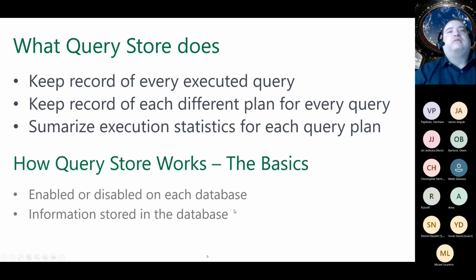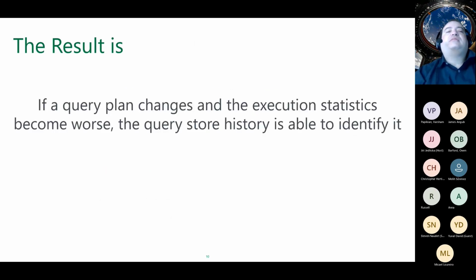Information is stored in the database. So all this information, all this history captured by Query Store, is stored inside the database. And what's the result? We have a history of queries and query plans and statistics of their execution. So if a query plan changes the execution statistics, for example, if a query plan for some reason gets worse, the Query Store history is able to identify it. We can see that a query for some reason became worse. The famous complaints from our users, oh, our queries are becoming slower and we don't know why, we can see this information in Query Store history.